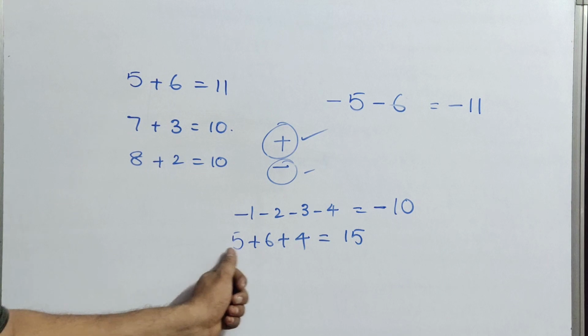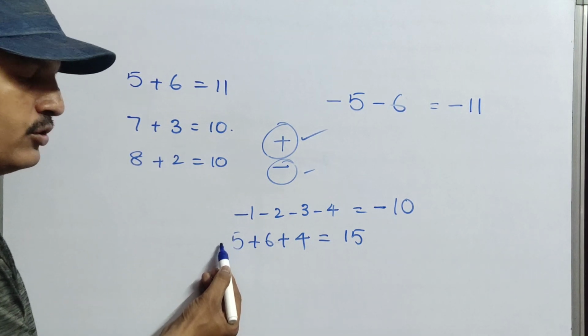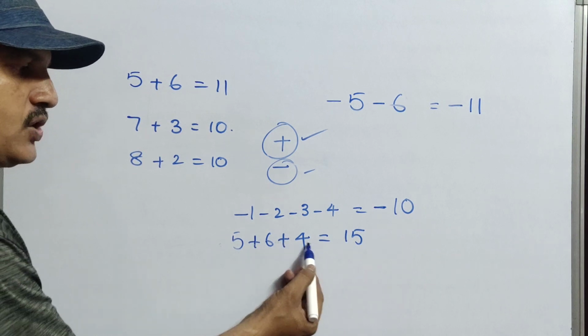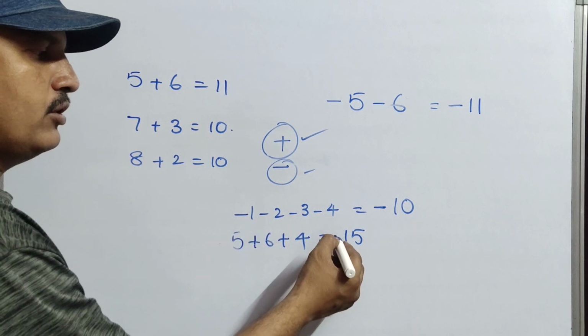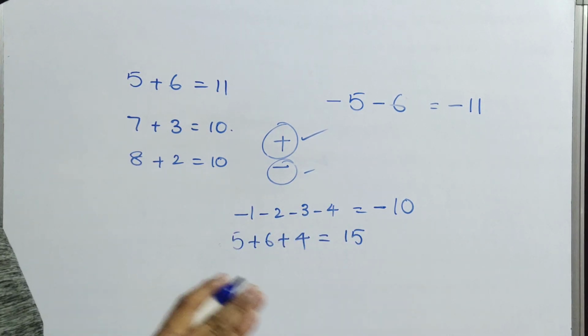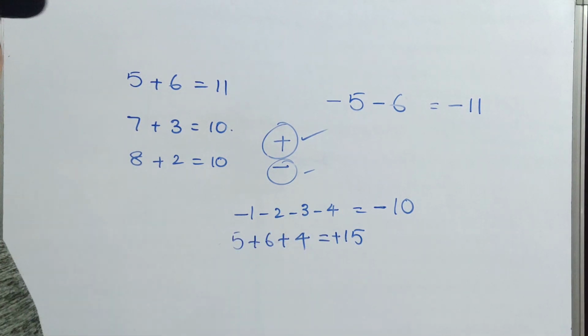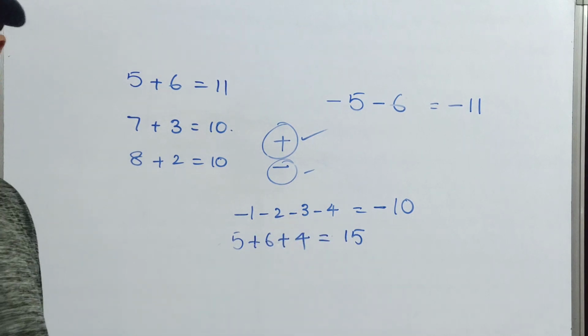But here all are plus. If nothing is there in front of the number at the start, you have to consider it as a plus. Okay. So plus 5 plus 6 plus 4, total 15. For the starting number, if you apply the plus symbol or not, it is not a problem. If you write it, no problem. If you do not write it, also no problem. Okay. So better to avoid it for the starting number.